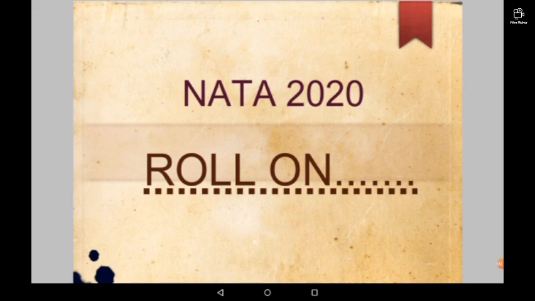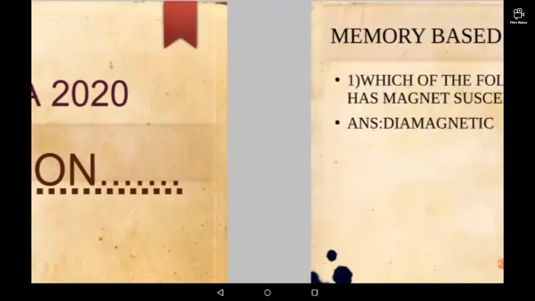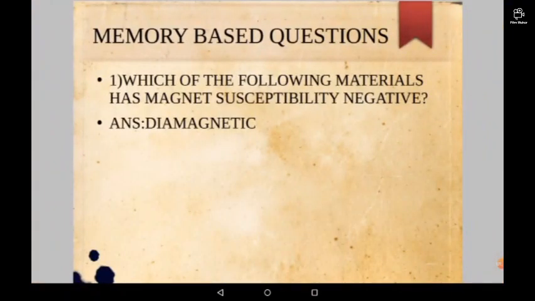So I will go with the memory-based questions first. This was a question from physics, and it was the first question during shift 2. Which of the following materials has negative magnetic susceptibility? The answer is diamagnetic substances. We are only discussing some questions which I remember and many others told me.